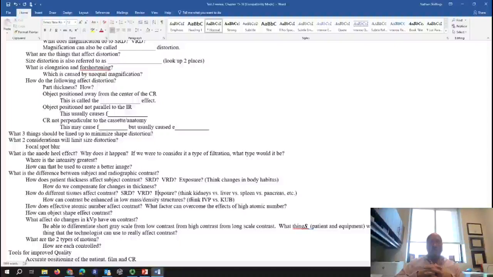Changes in KVP affect contrast. It really doesn't anymore. So just in a description, short grayscale means high contrast. Low contrast means long grayscale. High contrast is short grayscale, and long scale contrast is again long grayscale.